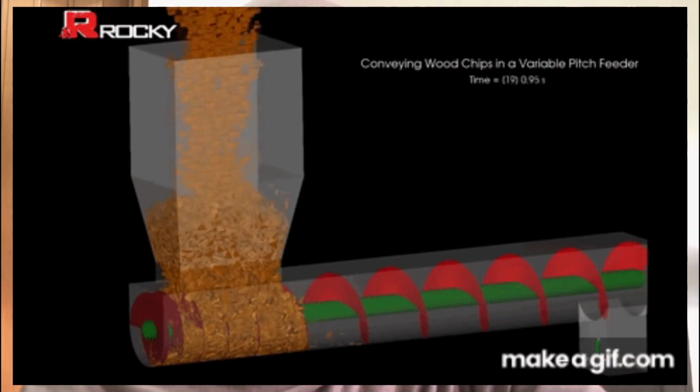And next is a feeding system. This part moves biomass into machines using conveyor belts or screw feeders. You can think of it like a food delivery system, but instead of delivering food to people, it delivers fuel to the biomass plant. After that, the biomass enters the combustion chamber or reactor.